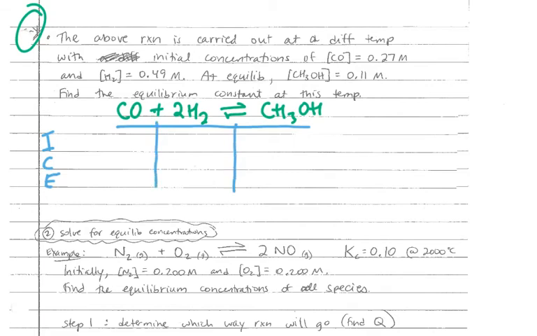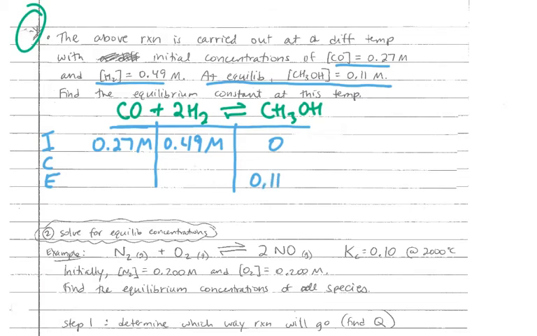All right, so the initial concentration of CO, it tells me, is 0.27 molar. And the initial concentration of hydrogen gas is 0.49 molar. And I don't have an initial concentration of the methanol, but I do have an equilibrium concentration of the methanol. So I'll plug that in right here.